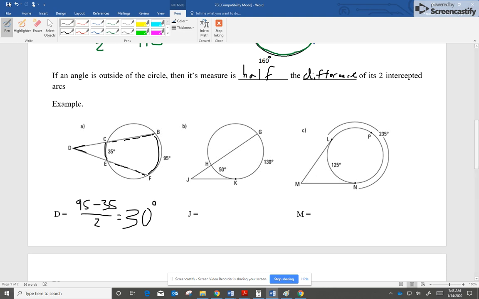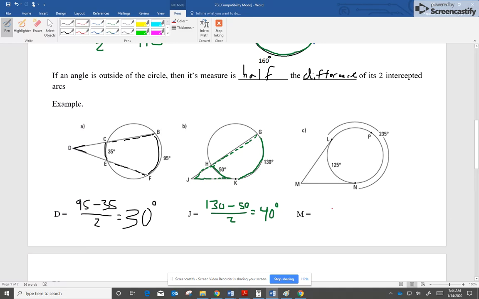Okay. Over here, we're looking for angle J. Again, angle J, the vertex is outside of the circle. So if I trace angle J out, okay, I have a 50-degree arc, and I have a 130-degree arc. Okay, so we'll go 130 minus 50, and we'll divide that number by 2. 130 minus 50 is 80, divided by 2, it's 40 degrees.